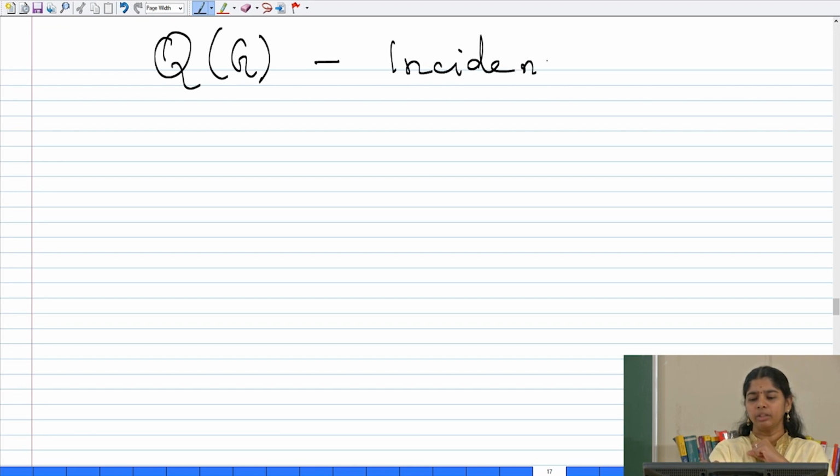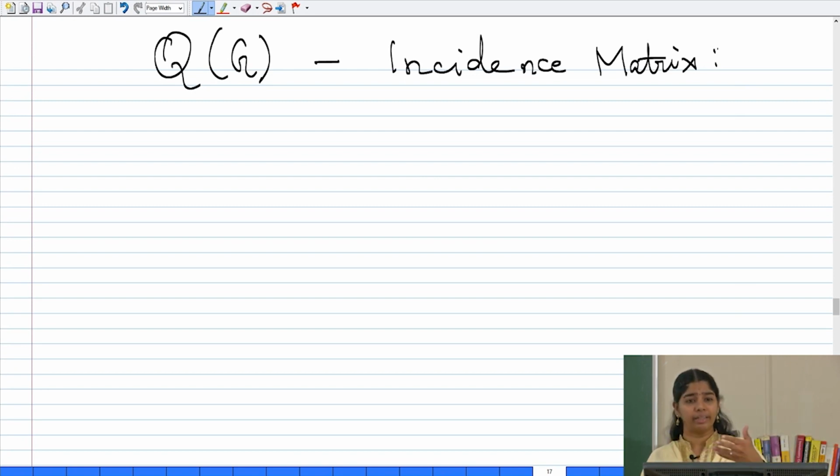So, let us define this matrix Q of G as the incidence matrix. What is the type of incidence matrix that you have seen? Let us now talk about directed graph. Suppose I have directed edges, then how do we define the incidence matrix for this?